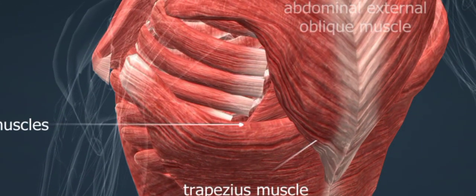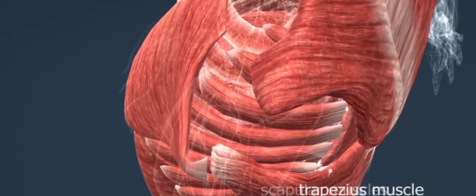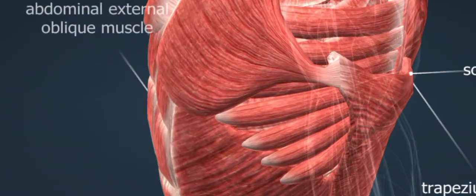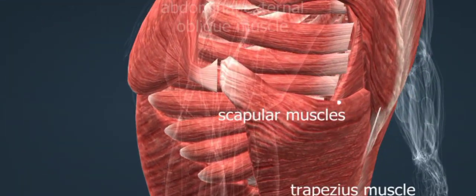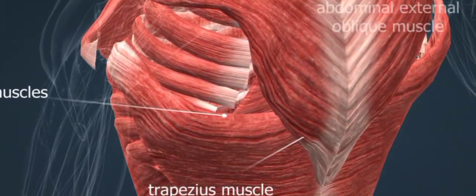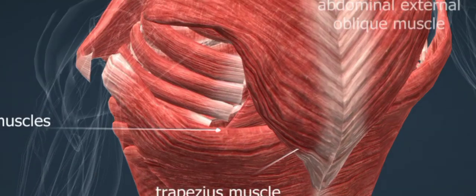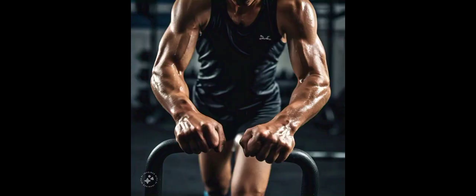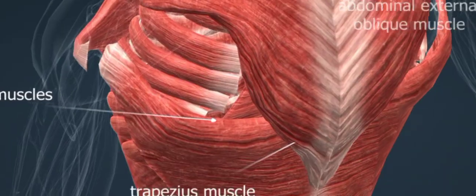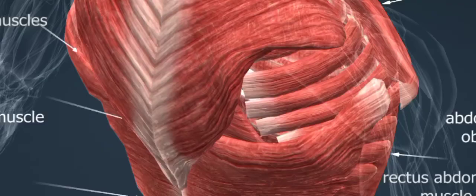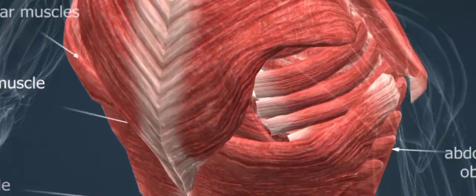The scapular muscles refer to a group of muscles that are responsible for the movement, stabilization, and support of the scapula, shoulder blade. Key functions of the scapular muscles include: Number 1 is scapular stabilization. These muscles help stabilize the scapula against the thoracic wall, ribcage, allowing the arm to move efficiently.